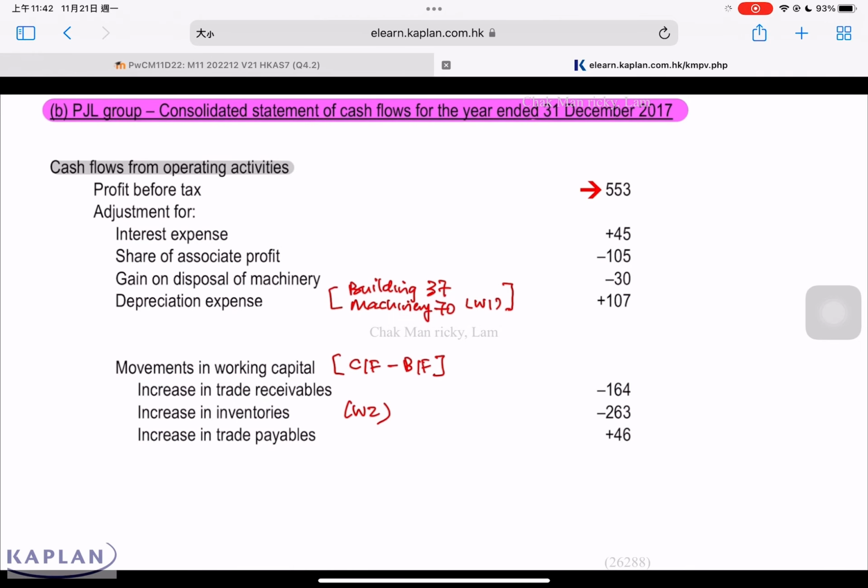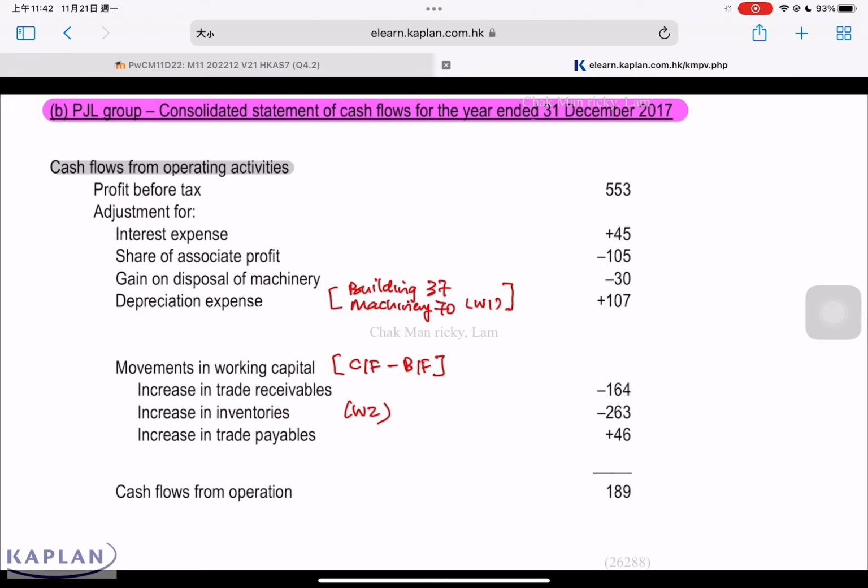Profit before tax is 553. After that, add up the columns. But before adding up the column, give yourself some allowance, because in the exam you may have overlooked certain items. If you overlook certain items, you leave some space in between, it's easier for you to come back to make amendments. 553 plus 45 minus 105 minus 30 plus 107 minus 164 minus 263 plus 46. Cash flow from operation equals 189.